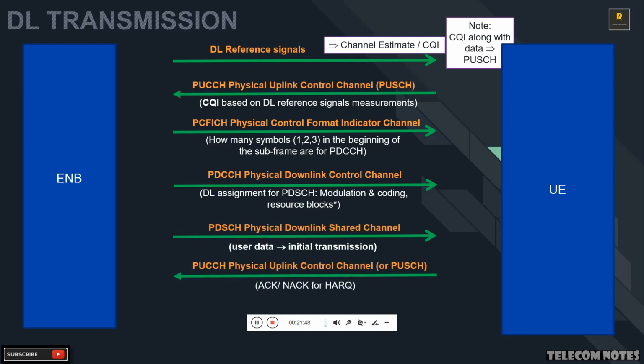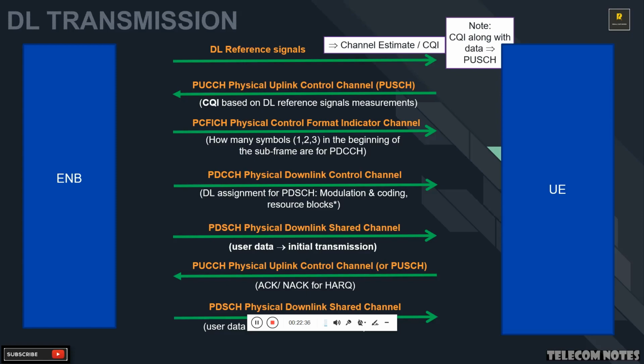After that the UE sends to the eNode B on PUCCH, physical uplink control channel, the acknowledgement ACK/NACK for the HARQ process. The eNode B sends PDSCH, physical downlink shared channel, having the user data again. So now the UE is downloading that particular user data on the PDSCH. So this is the DL transmission, that is how the UE starts downloading a particular file from the network.